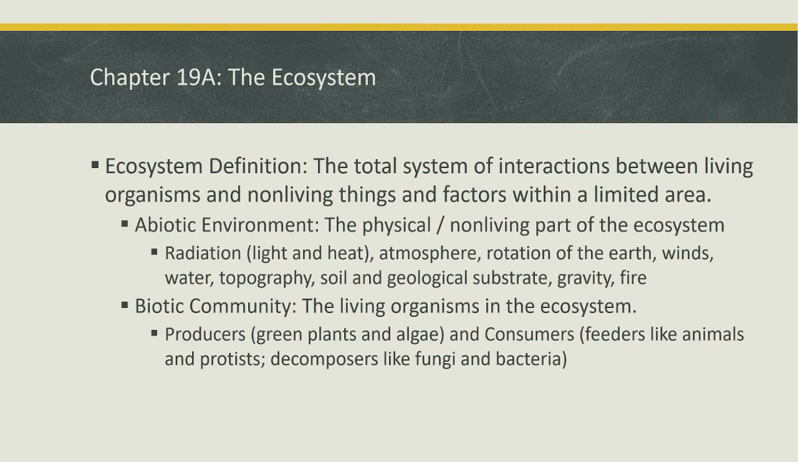All right, so that's a little bit about the abiotic environment, though the next couple slides go into that a little bit more. And then the biotic community. This is the living organisms in the ecosystem. And we have basically two categories. The producers, these are like the green plants and algae, they're the ones that add energy to the situation by doing photosynthesis. And then the consumers. These are things that feed on other living things. So feeders like animals and protists, decomposers like fungi and bacteria. So the next few slides are a little bit more about the abiotic environment, and then a little bit more about the biotic community.